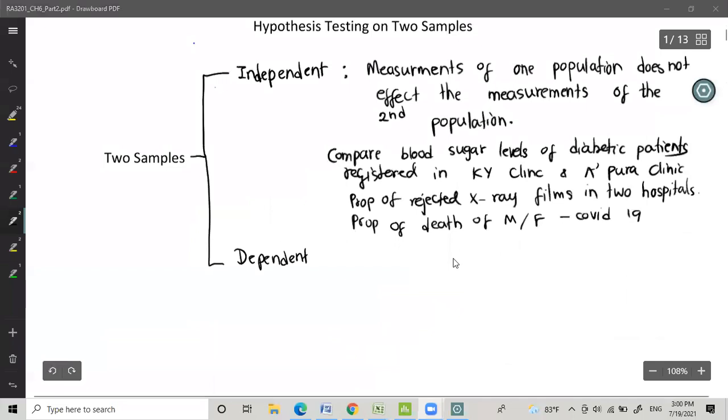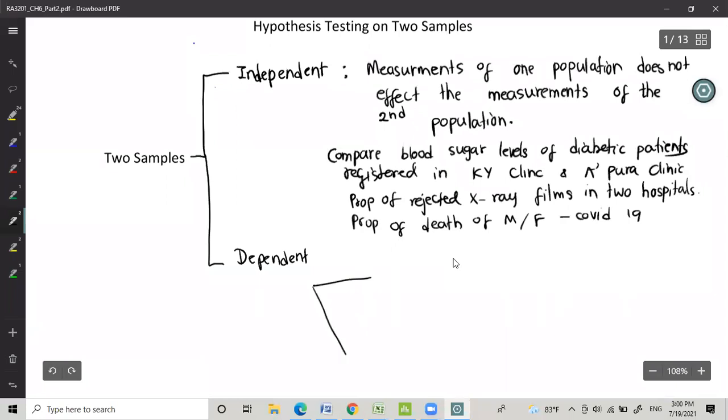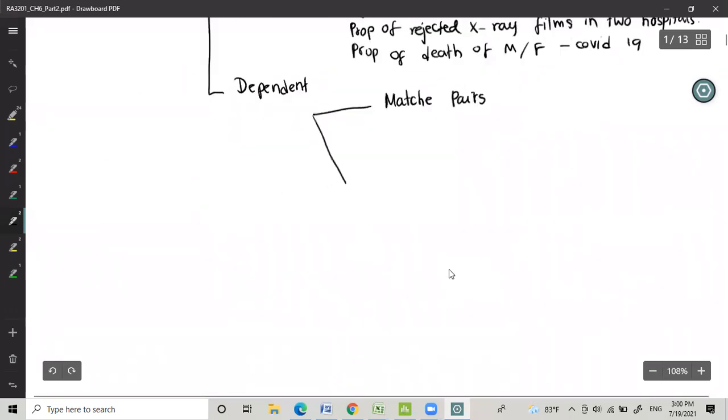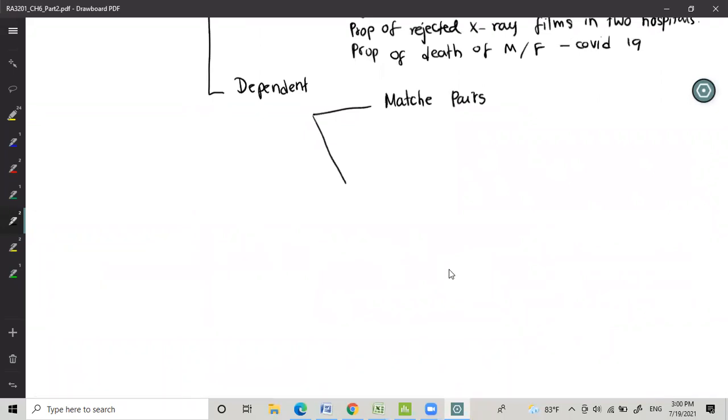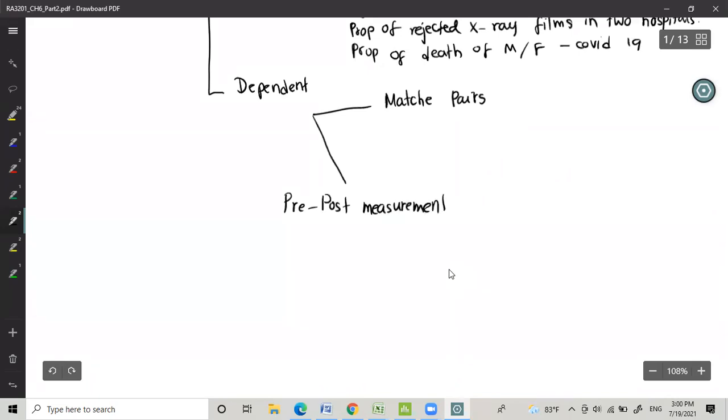Now, what about the dependent samples? When we talk about dependent samples, again, we have 2 different types. You can say matched pairs. And the other one is the pre and post measurements, right? So what are these matched pairs?